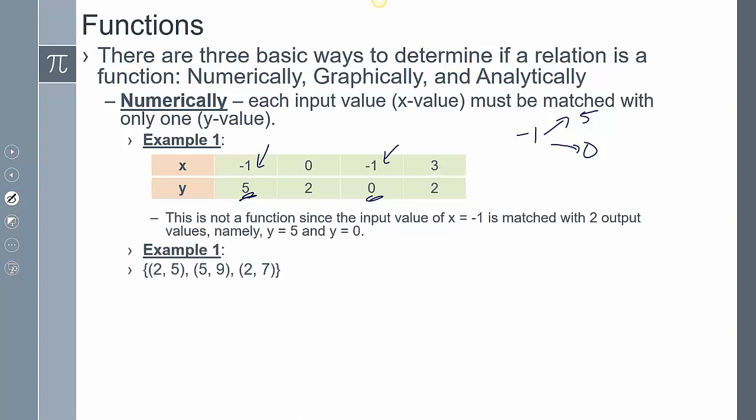So look at another one. Now this is just a bunch of points, right? This is a different representation. And so in this set of points here, if I want to determine if this was a function, notice 2 is mapped to 5 and 2 is mapped to 7. So because 2 is mapped to two different values, 5 and 7, this is also not a function.